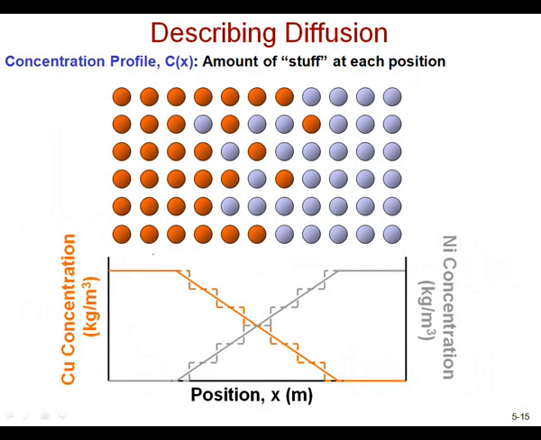So when we describe diffusion, one of the important things that we're going to talk about is this concentration profile. Because again, the driving force for diffusion to happen is for there to be a difference in concentration from one spot to another. So we have a concentration difference between A and B. And so because of that, there's a concentration gradient. Now, the important thing here is, which way do the copper atoms want to move? The orange ones, which way do they want to move? This way. So copper wants to move this way, and the nickel wants to move that way.